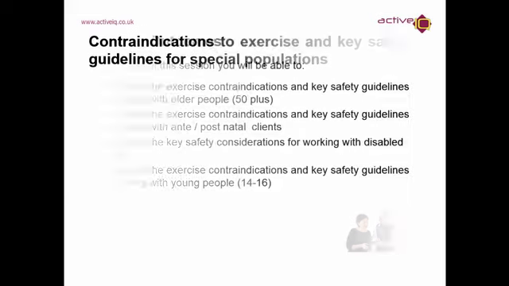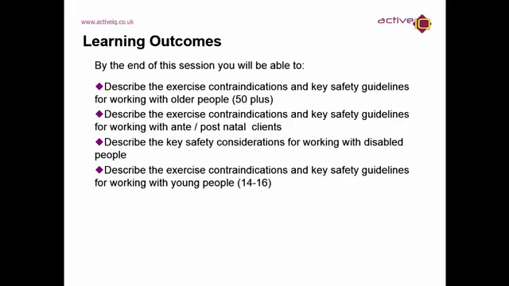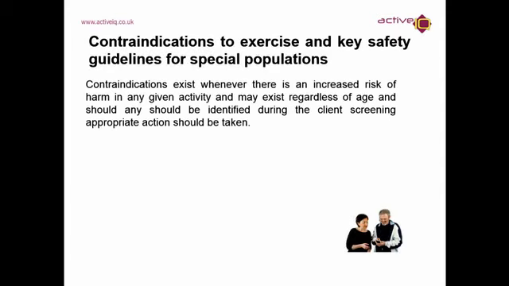Learning outcomes for today are going to be to describe exercise contradictions and key safety guidelines for working with older people. We're going to be able to do the same thing for pre and postnatal, so people who are about to have a child or have just had a child. We're going to look at how to work safely with disabled people and also how we can work with young people, so those that are aged between 14 to 16.